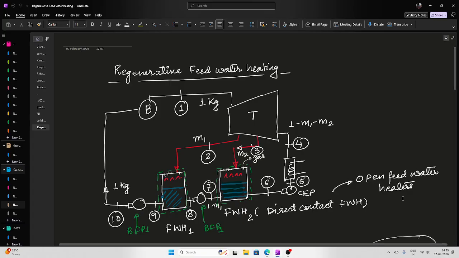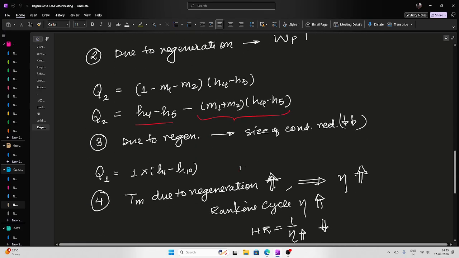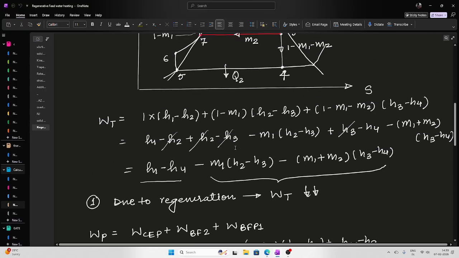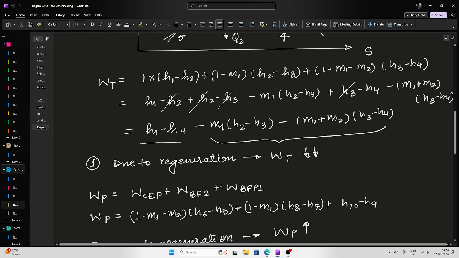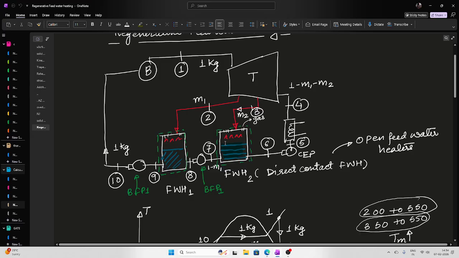So in the previous lecture you have seen what regenerative feed water heating is and how it is implemented in real plants or in the basic Rankine cycle, and you have also seen how to evaluate the work and heat interactions. Now what I was saying at the end of the last lecture was that these work interactions and heat interactions cannot be evaluated unless you know the mass flow rates, the mass extracted from the turbine at different stages. So in this particular lecture, I will tell you how to evaluate these mass interactions.